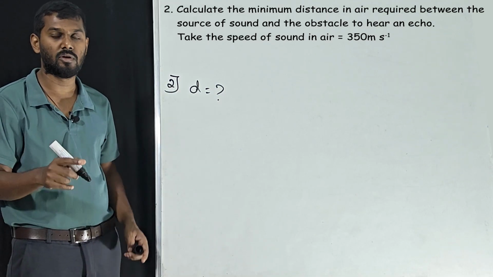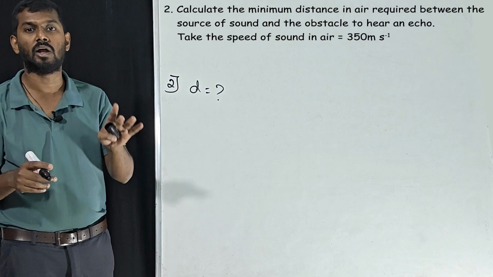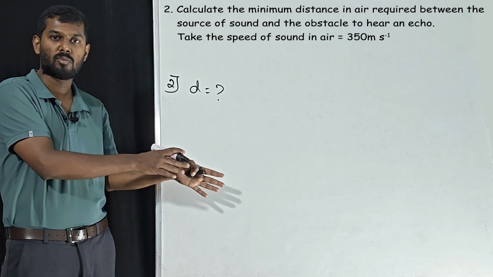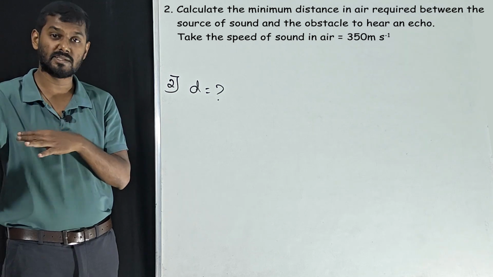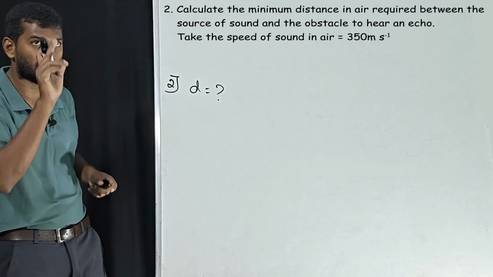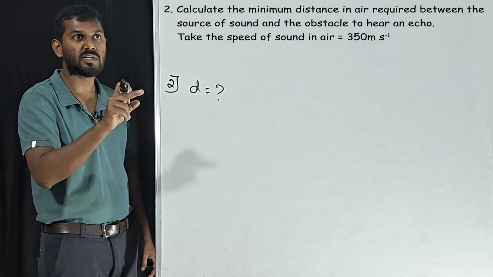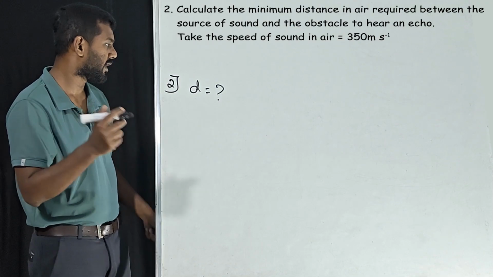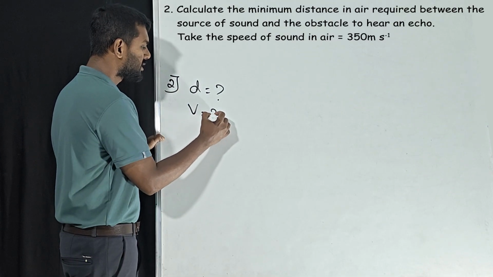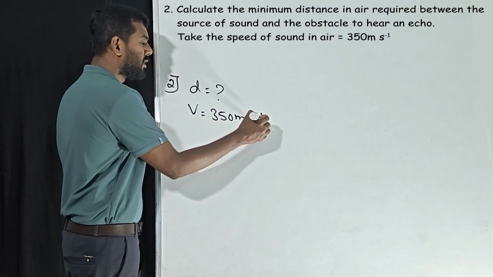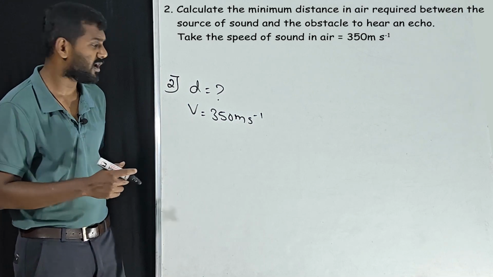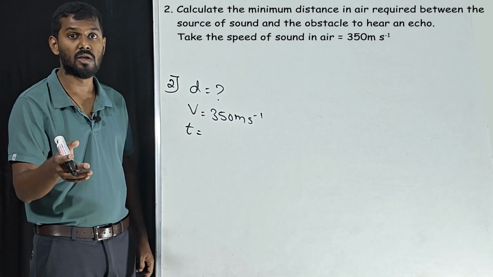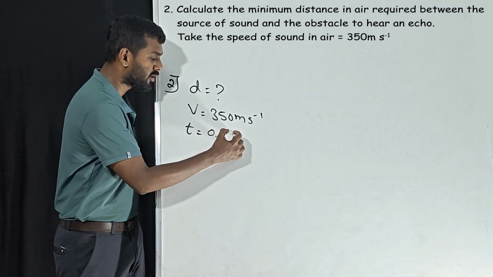This question is about echo, and you have to be very careful whether it is related to echo or not. We have two different formulas, one for echo and one for the normal distance without echo. First we have to identify whether the question is related to echo or not. It is clearly mentioned that it is related to echo. So minimum distance, velocity is equal to 350 meter per second. And here we require time also, correct? When time is not given, you need to assume it as 0.1 second.